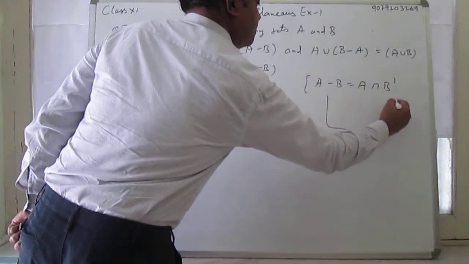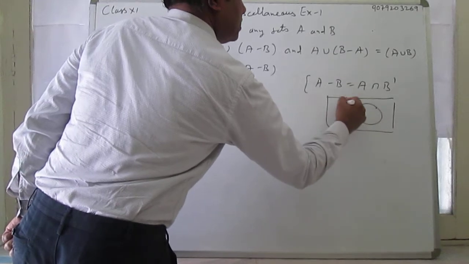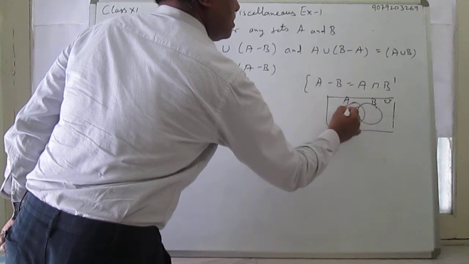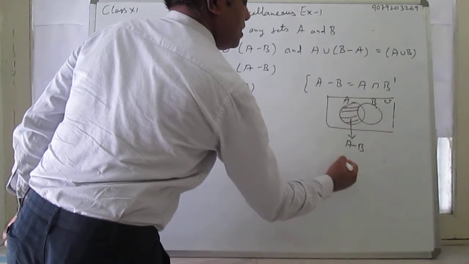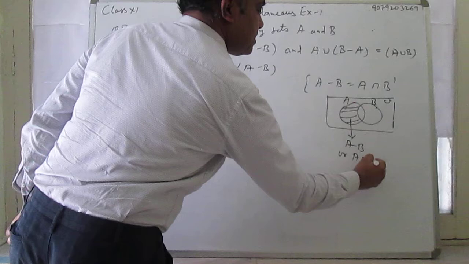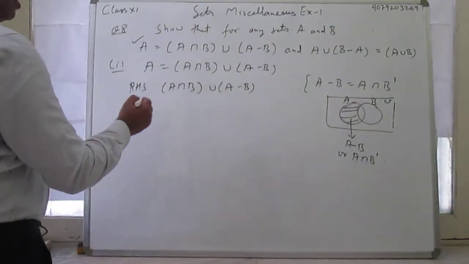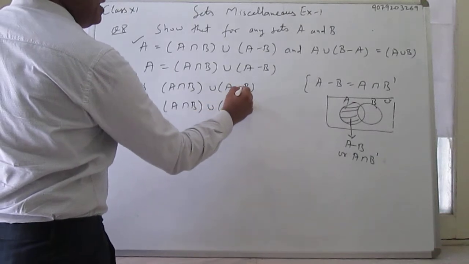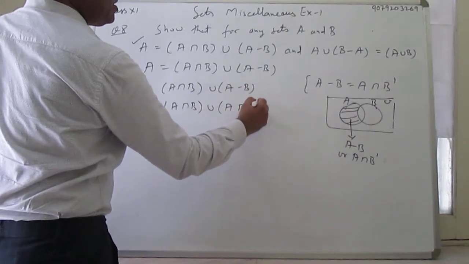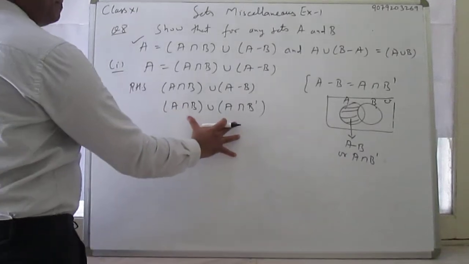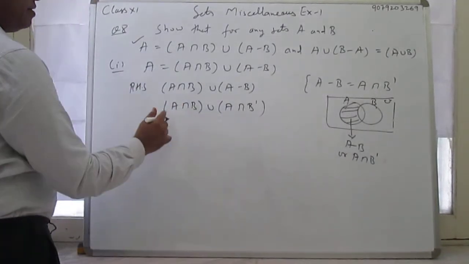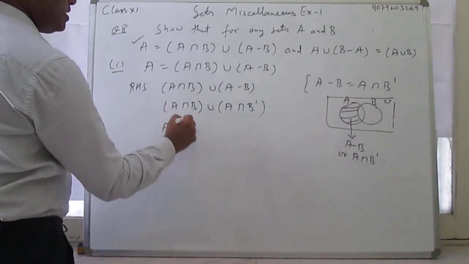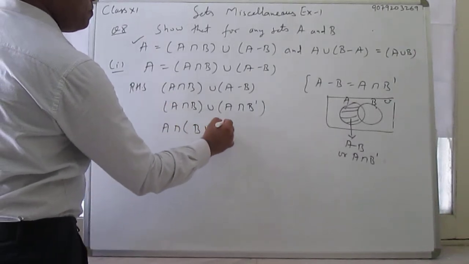See in the Venn diagram. This is A. This is B. This is the universal set. This is A minus B, or you can say that it is A intersection B complement. Both are equal. So instead of A minus B I can write A intersection B complement. Now by the distributive property, intersection over union, A is common, you can write A intersection (B union B complement).